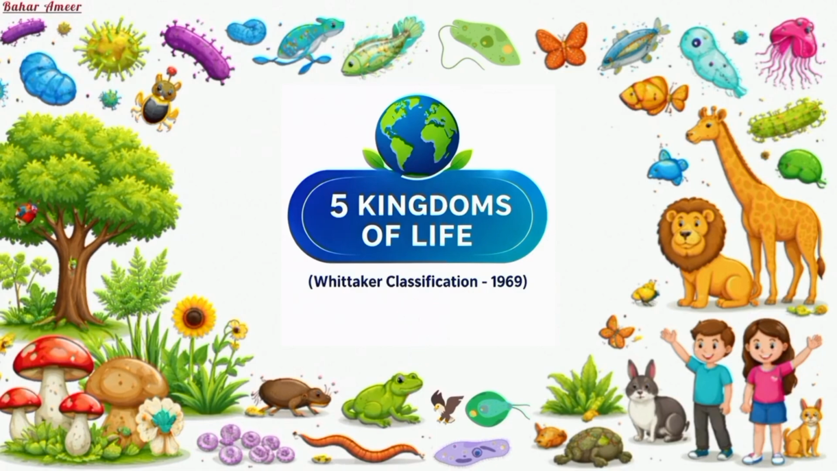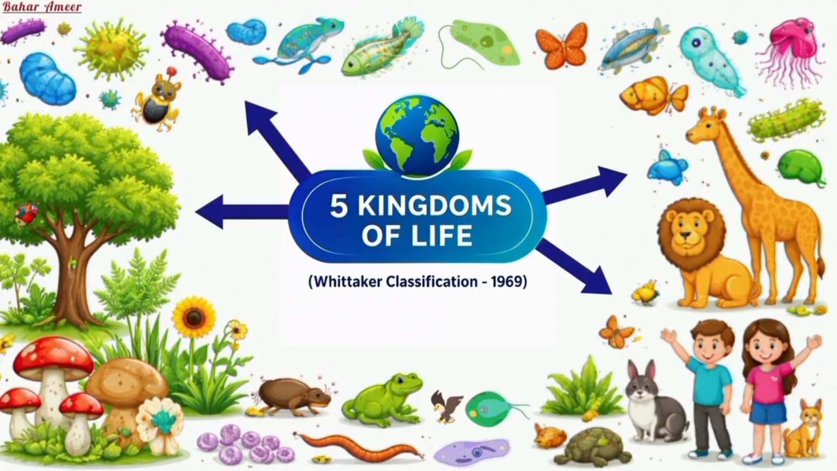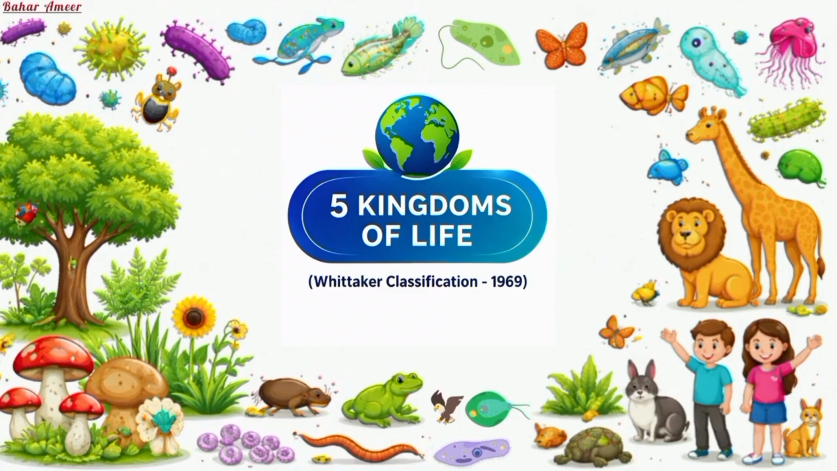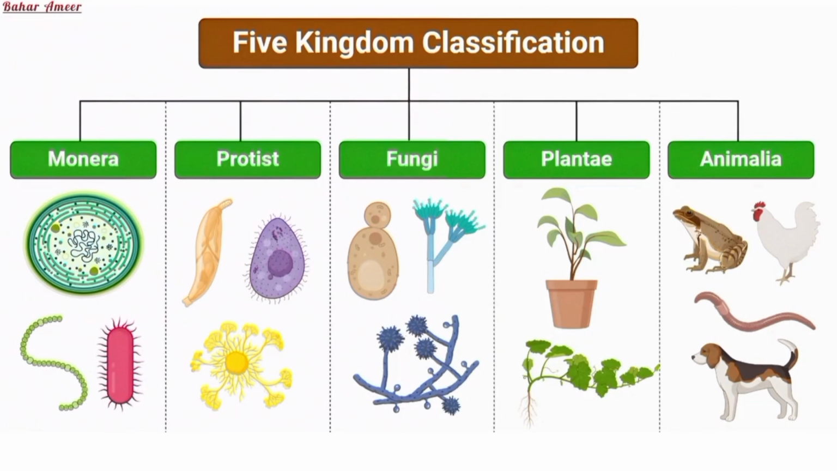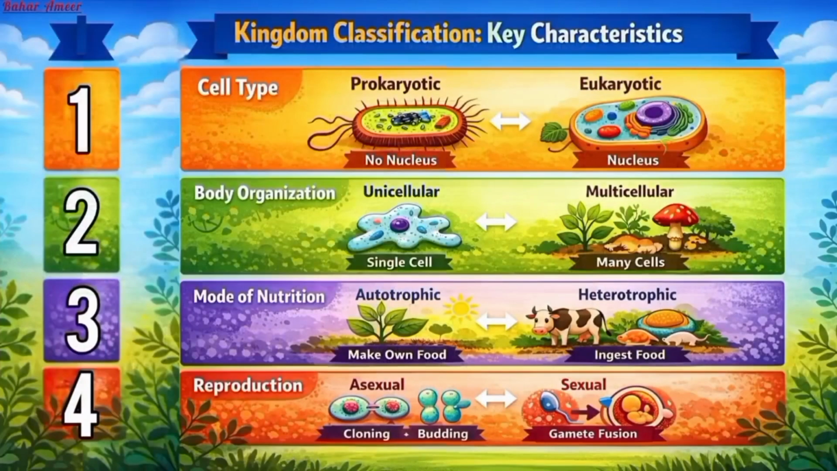Living organisms are incredibly diverse, from tiny bacteria to giant trees, humans and animals. To understand this diversity, scientists classified life into five kingdoms: Monera, Protista, fungi, plants, and animals. These kingdoms are categorized based on four key characteristics: cell type, body organization, mode of nutrition, and reproduction.